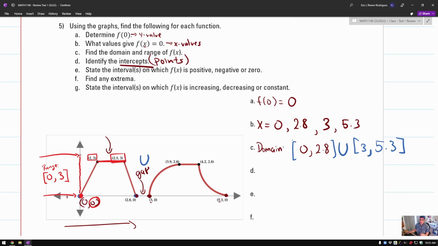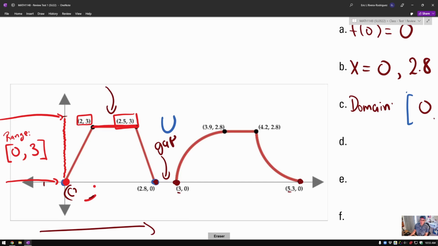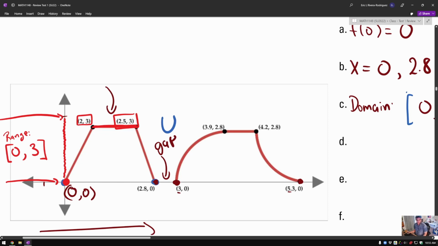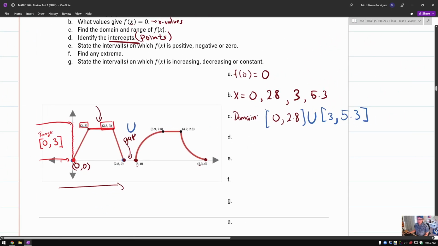Okay, so intercepts. When we are looking for the intercept, we just need to put those points where we have intercepts. I'm not going to ask you to identify x and y intercept. Just put all of them there, and I will understand. Okay, so (0, 0), (2.8, 0), (3, 0), (5.3, 0), and so on.